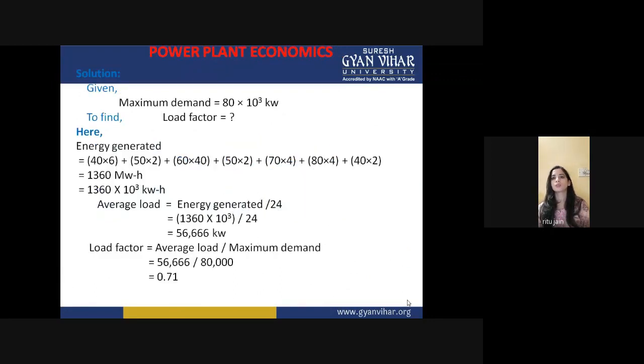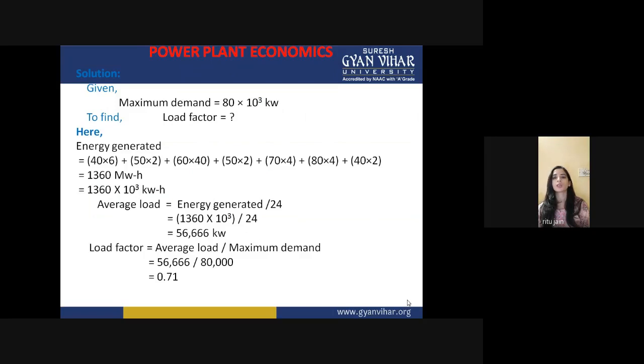So this is our solution. Maximum demand is already given, so we have to find the load factor. For this, we first have to calculate the energy, then calculate the average load. After calculating the average load, maximum demand, and energy, you can easily calculate the load factor. So the maximum demand is 80 into 10 to the power 3 kilowatt.